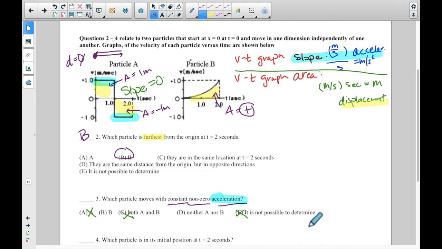I'll also tell you that on the modern AP test, these questions are really, really old. On the modern AP test, there are only 4 options, not 5. So let's get back to number 3. Constant non-zero acceleration. It's not that one. What about this one?